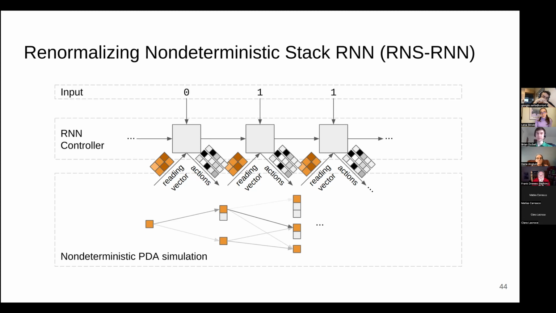We call this combination of the RNN controller and the non-deterministic PDA simulation a renormalizing non-deterministic stack RNN, or RNS-RNN for short. So the name of our model is the RNS-RNN. The reason for the name renormalizing isn't too important for this talk, but if you're curious, it's related to the fact that the transition weights are not normalized to sum to 1.